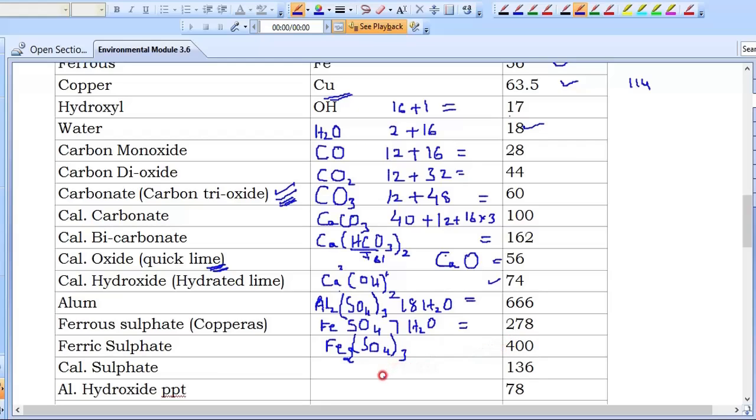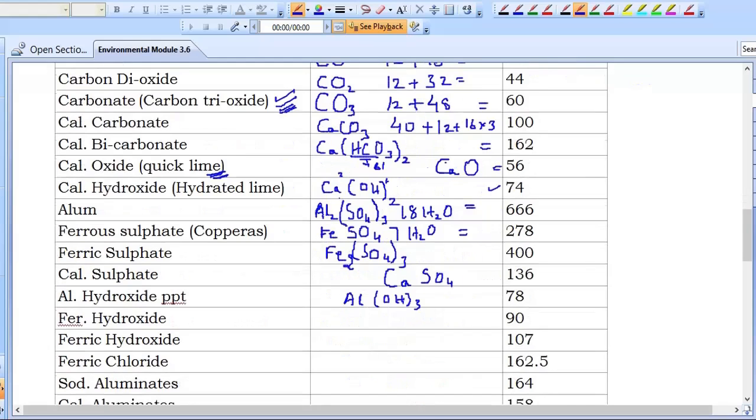Then calcium sulfate. Calcium sulfate is CaSO4. This is calcium sulfate, that you are going to get 136. Aluminum hydroxide, Al(OH)3. Okay, Al(OH)3, that you are going to get a 78.